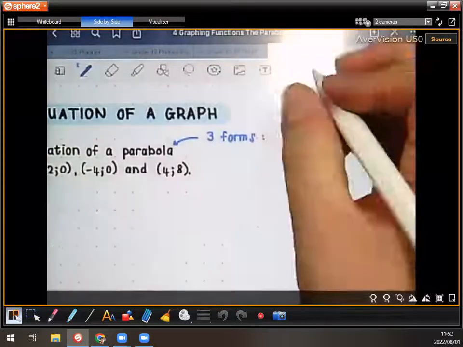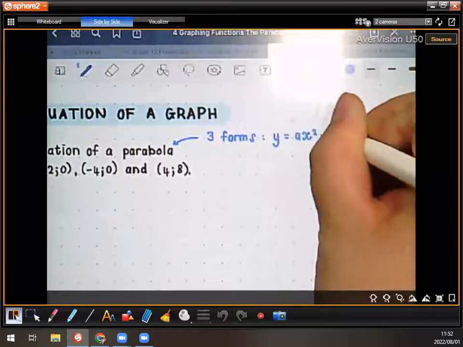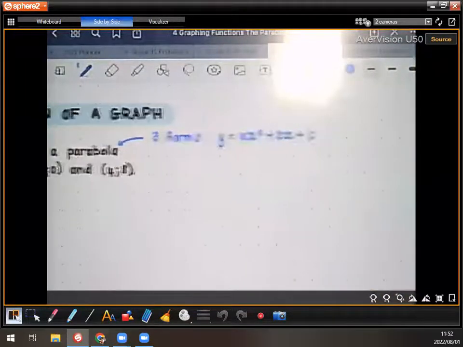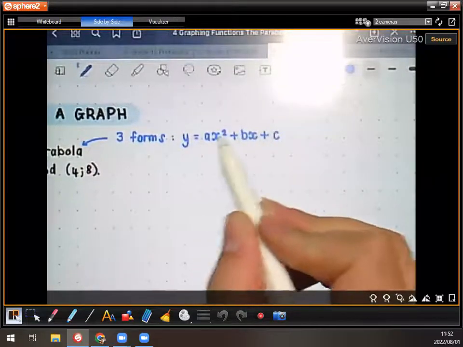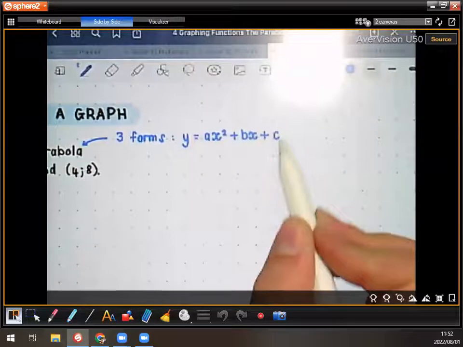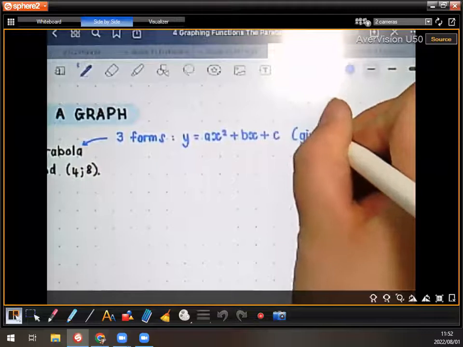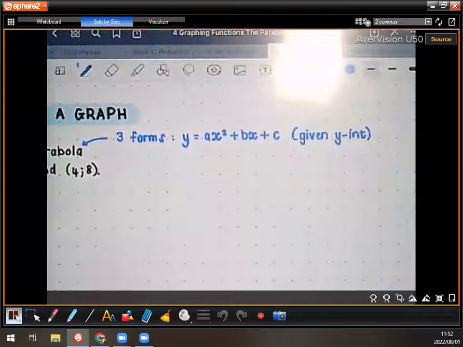Okay, three forms. We have standard form, right, which is y equals ax squared plus bx plus c. And are you going to use standard form if they've given you the y-intercept? Do you remember what the y-intercept is if you're looking at standard form? C, right? So if they've given the y-intercept, you are going to use standard form. The y-intercept, and they'll have to give you some other points. Okay, but that is almost like a landmark for using standard form.